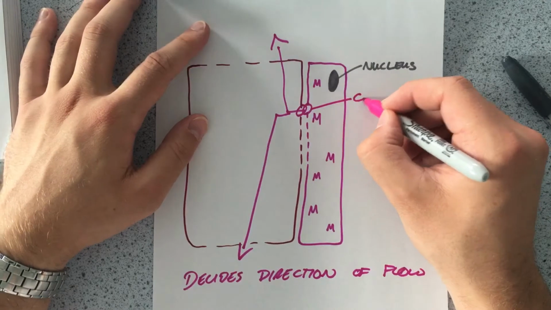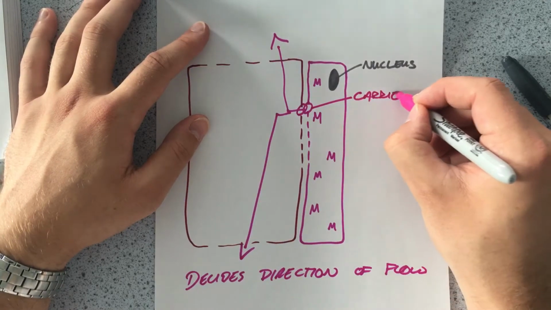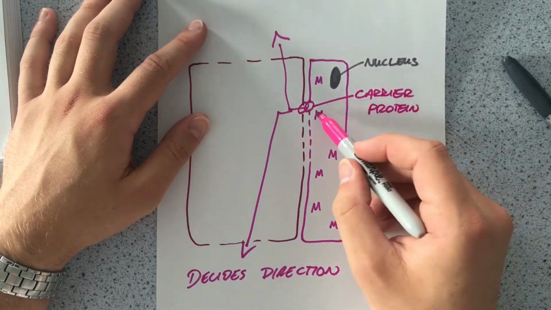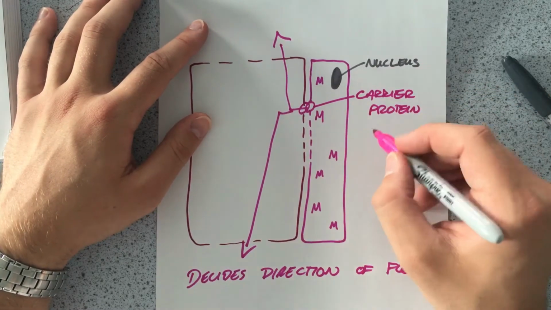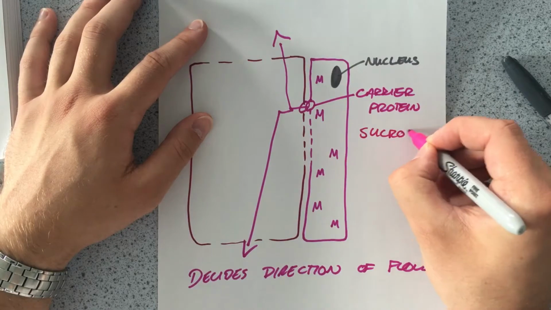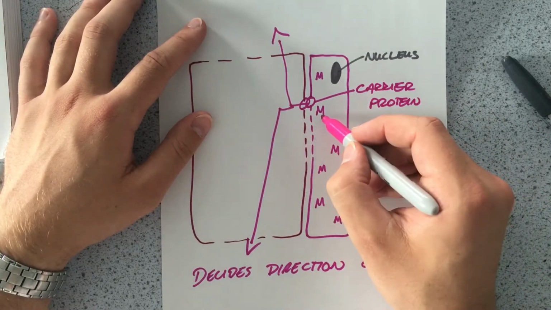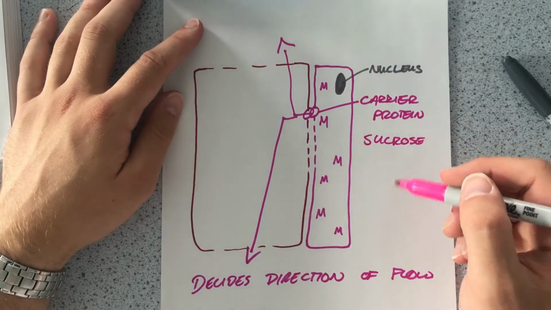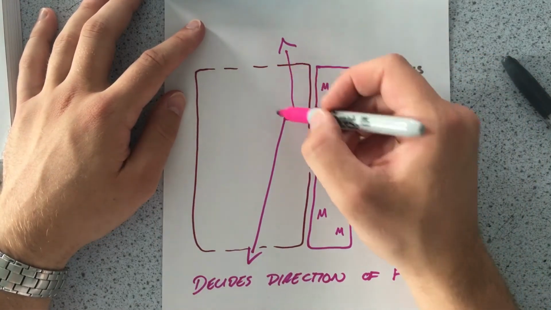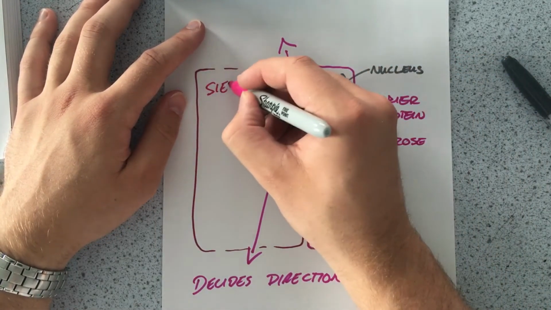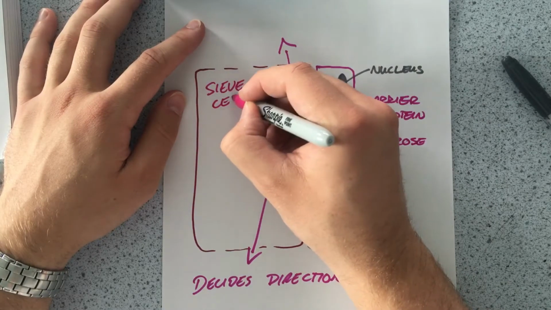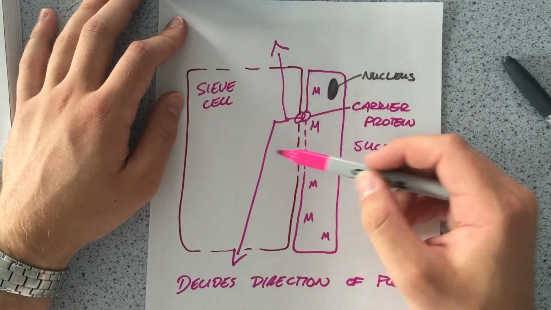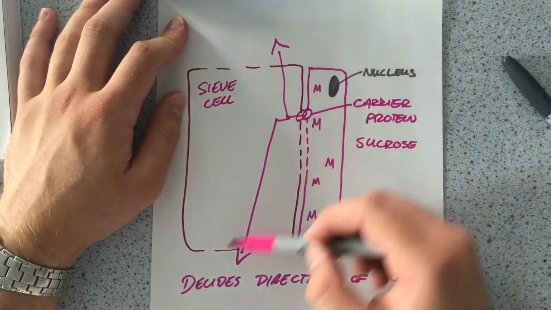These are carrier proteins or pumps, if you want to call them that, and they will decide where the sucrose is going to get pumped. Okay, so remember, it's all about sucrose and not about glucose here. Even though the mitochondria themselves use glucose, the sucrose is the thing that's going to get pumped up or down. And the nucleus of this cell controls the activities of this cell here, the sieve cell. I can't believe I'm saying that wrong, the sieve cell. And the sieve cell is where the actual movement happens, but the companion cell here pumps up or down.